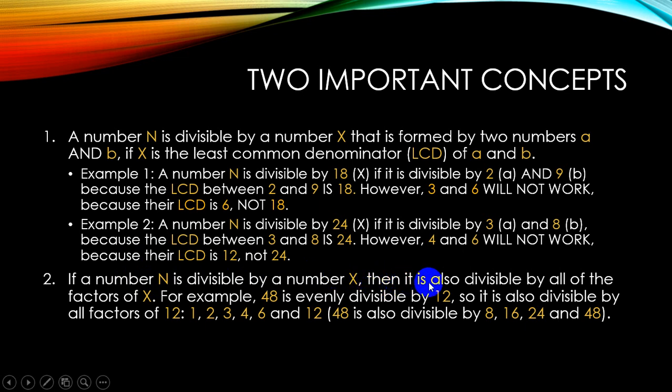The other thing to remember is that if a number n is divisible by a certain number x, then your number n is also divisible by all of the factors of x. So an example of this would be 48. It's evenly divisible by 12, 4 times. So it is also divisible by all the factors of 12, which would be 1, 2, 3, 4, 6, and 12. And then the other factors of 48 would be 8, 16, 24, and 48.